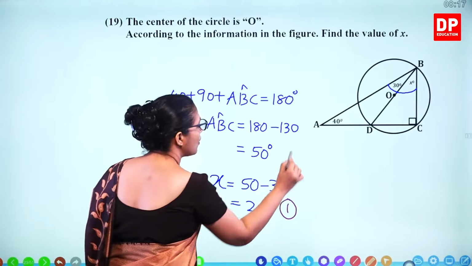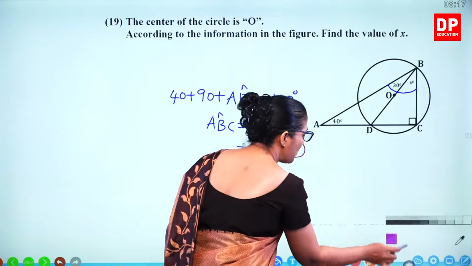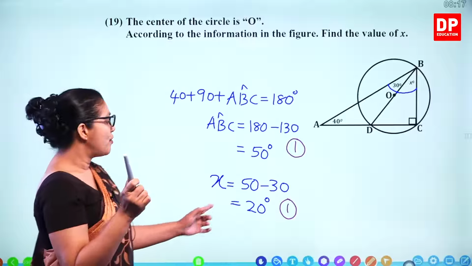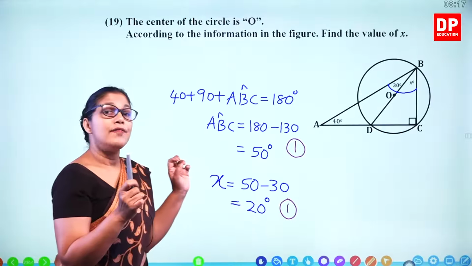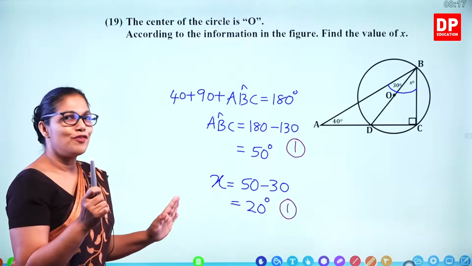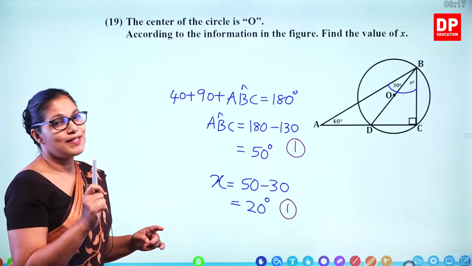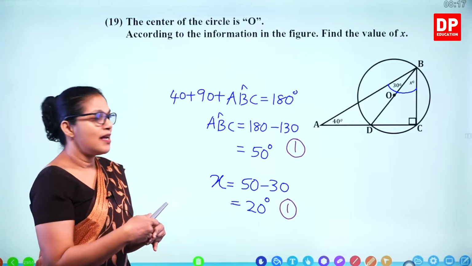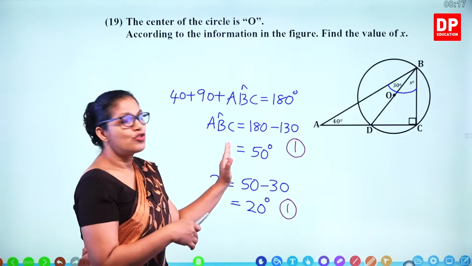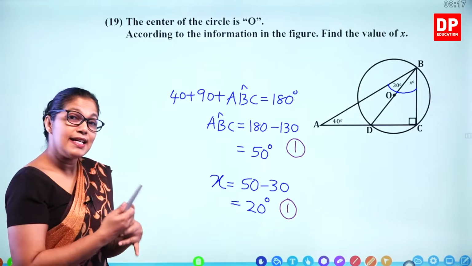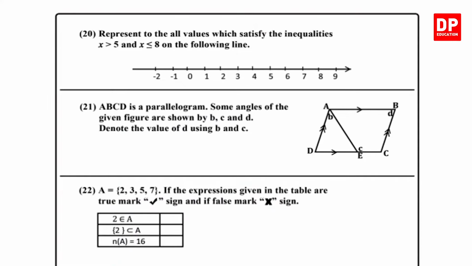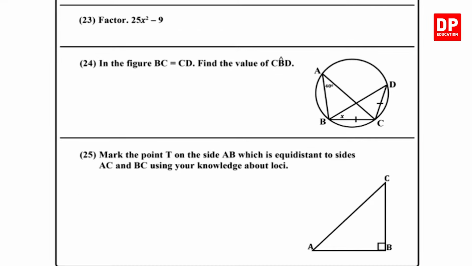So 1 mark for the answer and 1 mark for the method. And you already know that when you write just the answer, if the answer is correct, you get full marks. But what happens if the answer is wrong? You are not getting a single mark. So that's why it's good to write down the method, because at least you are getting the method mark. Now you can try question number 20 to 25.